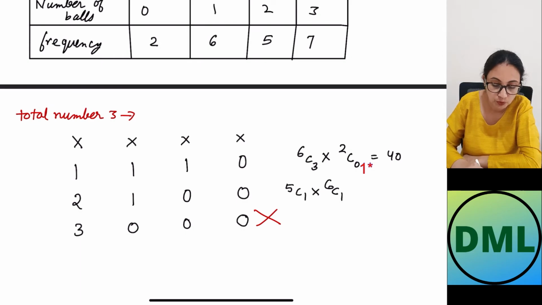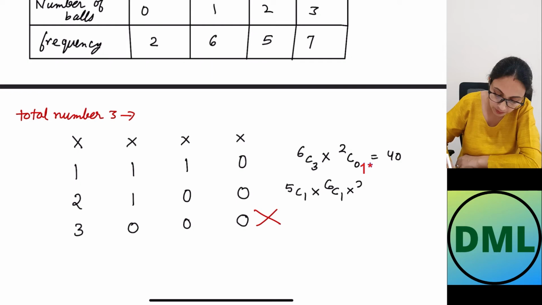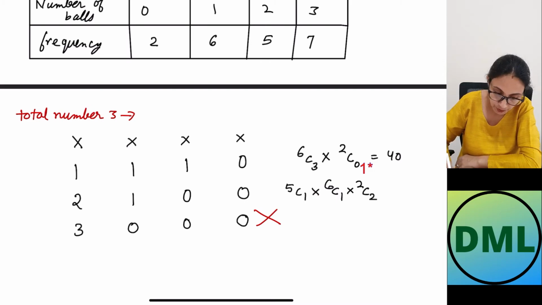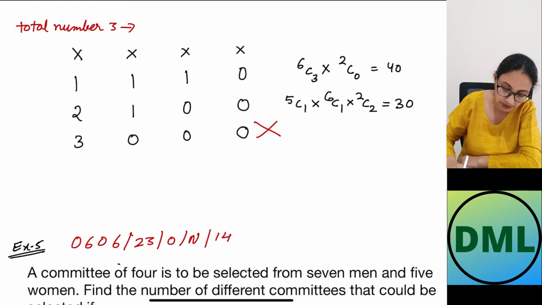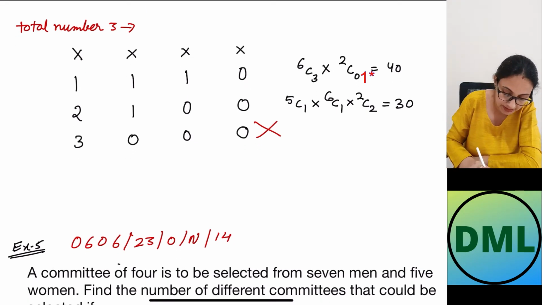And out of 2 balls numbered 0, you are picking 2 balls. So this can be done in 2C2 ways. If I'm doing it together, I need to multiply my answer. So if you solve it, your answer will be equal to 30. So the total number of ways, because I have done it separately, I need to add my answers. So my answer will be 40 plus 30, which is equal to 70.